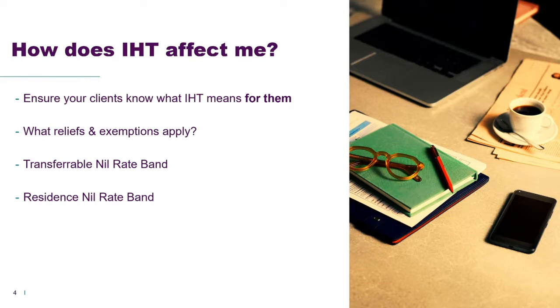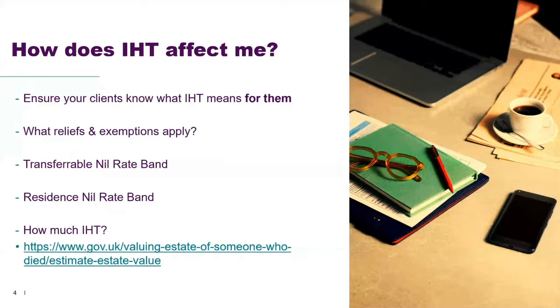And also making sure clients with estates that are worth over £2 million understand that the residence nil rate band starts to disappear. You start losing £1 of the residence nil rate band for each £2 that your estate exceeds that £2 million benchmark. And actually, for a couple whose estate is worth more than £2.7 million, the residence nil rate band is lost completely. And of course, how much IHT are we actually looking at?